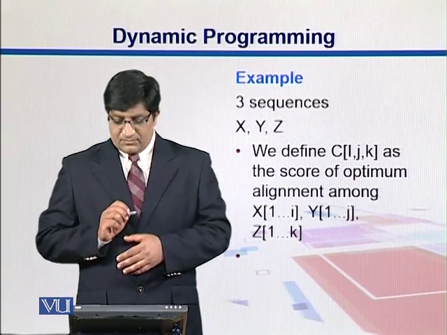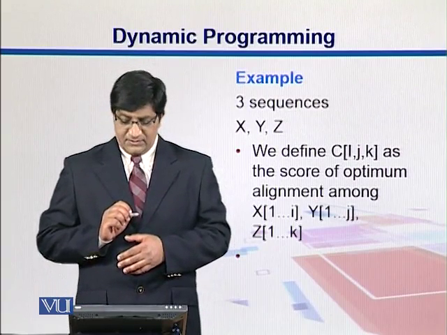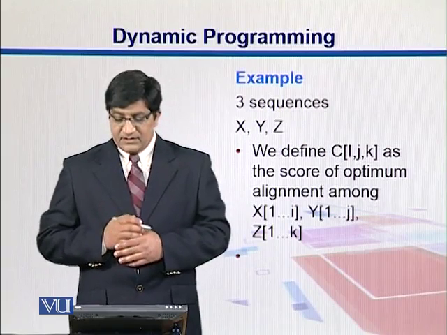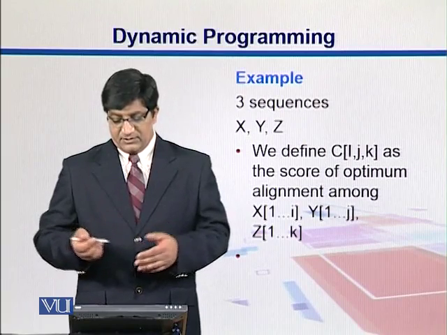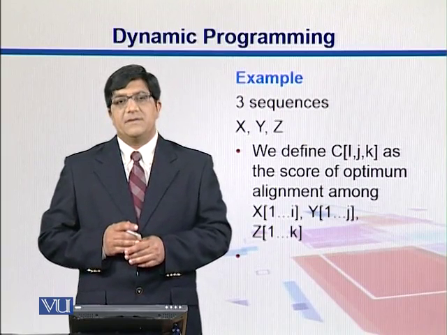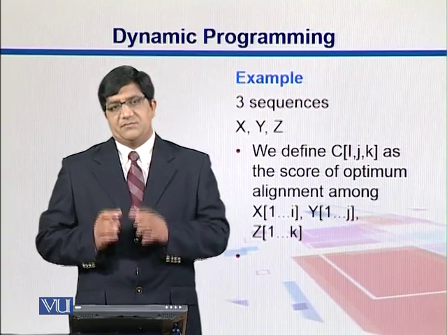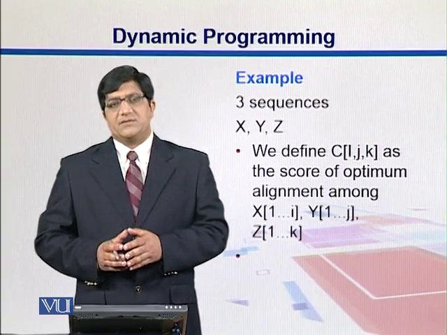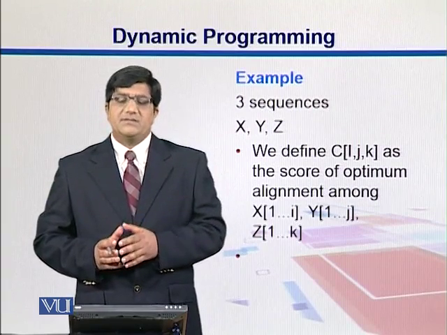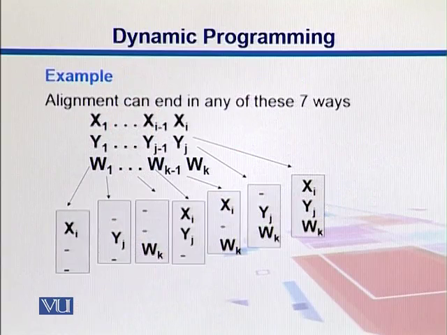So let's elaborate this with 3 sequences. We have sequences X, Y, and Z, and we define Cijk as the score of the optimum alignment between all of these. So C keeps track of the score coming from each position. We call them columns. So for each column, what is the score and what are the possible ways to move to get up to that point? The alignments can end in any of these 7 ways.